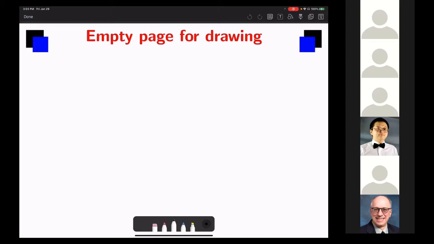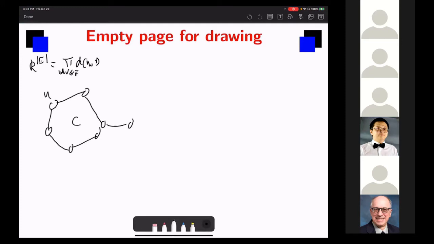So let's consider, I have a collection of all these, so here is R to the E power. This is just the collection of all these d's, where V is H. And the way you can think about it, suppose I have a cycle in the graph. This is cycle C, and this is my U and V, and this d of UV might be longer.